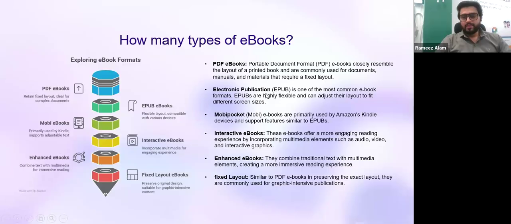Electronic publication, that is EPUB, is one of the most common ebook formats. EPUBs are highly flexible and can adjust their layout to fit different screen sizes. MOBI ebooks are primarily used by Amazon Kindle devices and support features similar to EPUBs.